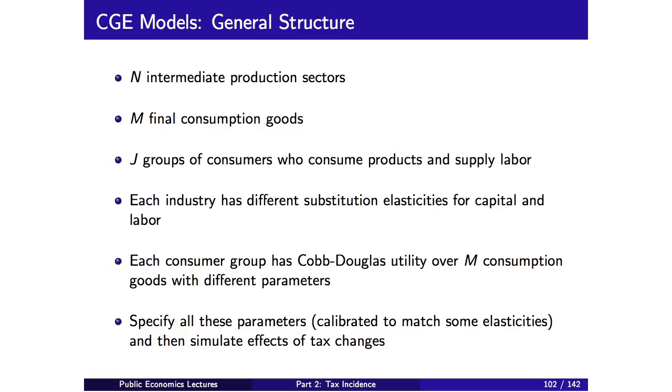So, just to give you an overview, though, it's useful to understand what these things look like. Typically, you have something like some number of intermediate production sectors, some number of final consumption goods. Now, in these CGE models, what people start to do is actually allow for consumer heterogeneity as well. So J groups of consumers. Each industry has different substitution elasticities across capital and labor. Consumers typically have Cobb-Douglas utility functions over these consumption goods with different parameters. You specify all of those parameters and then simulate the effects of tax changes.